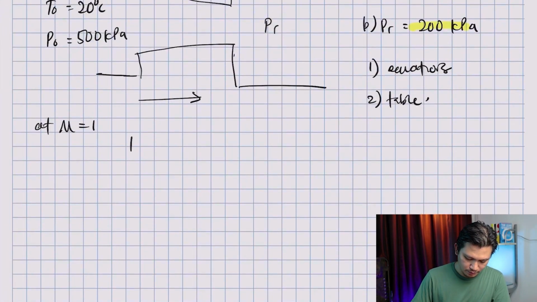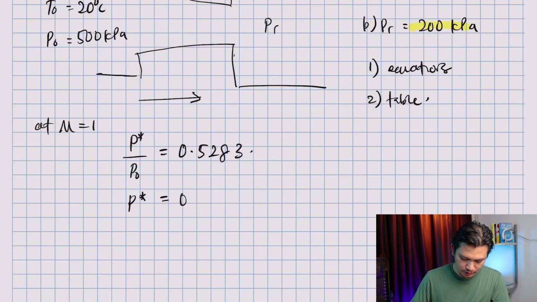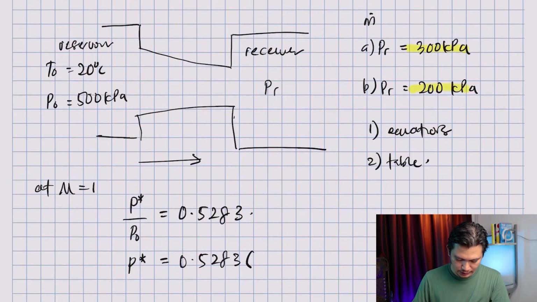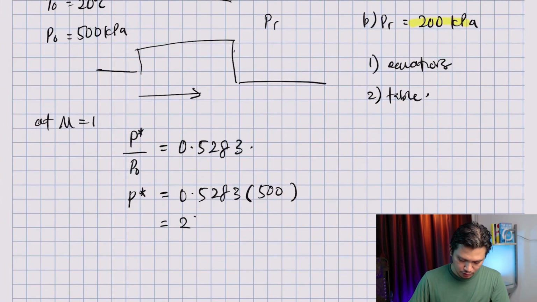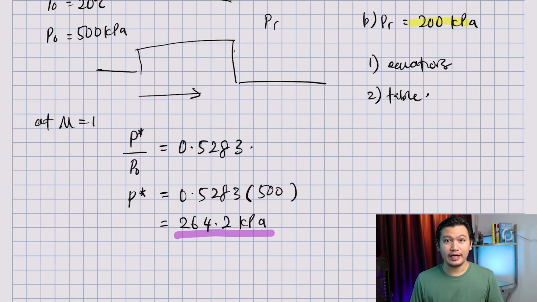Now, let's see what P star is. So P star over P naught is equal to 0.5283, right? So that gives us P star equal to 0.5283 times the pressure in the reservoir, which is 500 kilopascal, and you will end up with 264.2 kilopascal. And this is the pressure inside the receiver if you have Mach number equal to 1.